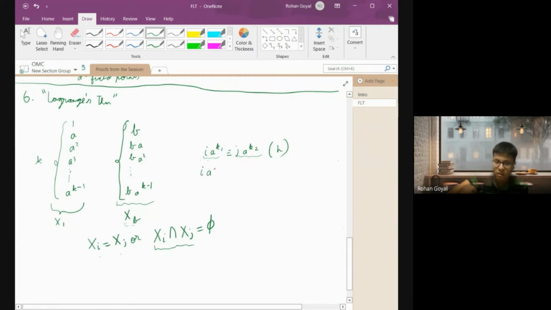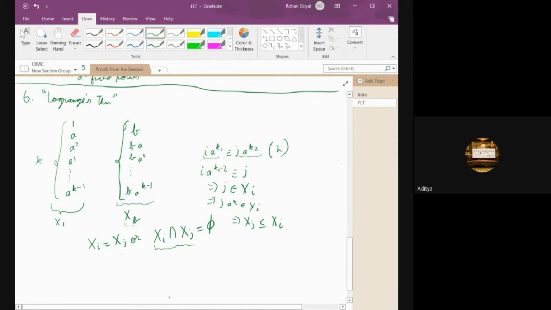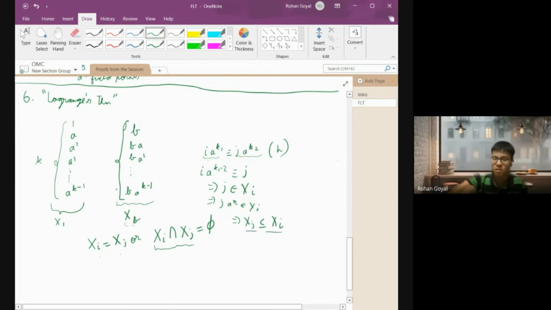So what does this mean? i into a to the k1 minus k2 is congruent to j. So j is in xi. But then j into a to the r is in xi. So all elements of xj are in xi, which implies xj is a subset of xi. Does it make sense? But they have the same size, both are k-sized sets.